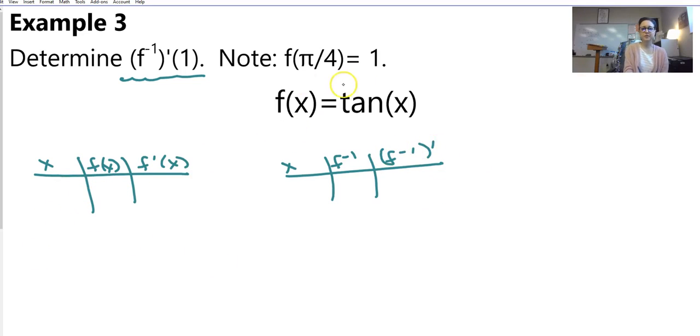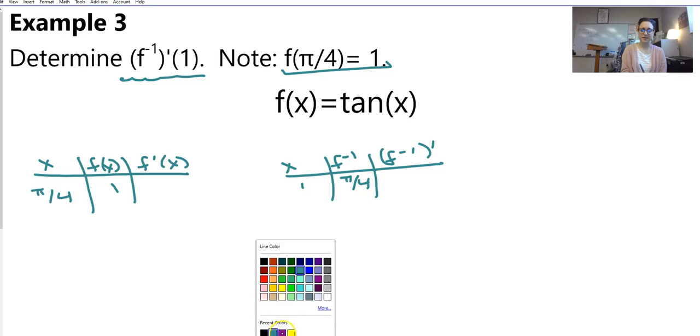Okay, so what did they give us? Well, they gave us this 1 point, right? They told us that at pi over 4, f of x is 1. So that means I can switch x and y, and I know that I would have the point 1 comma pi over 4 on the inverse. So now I can tell what's left. I need to figure out what f prime is at pi over 4. Well, let's go ahead and do that.